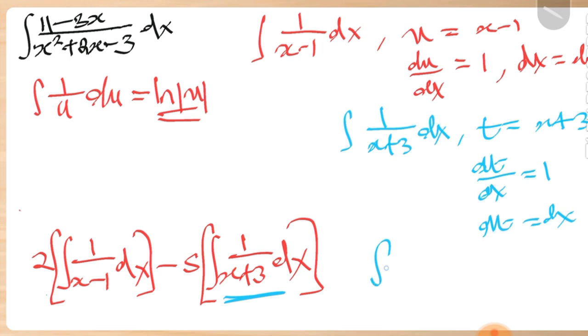Therefore we can say this is the integral of 1 over t. Everything is t, and of course dx is the same thing as dt, so we now have dt. This integral is equal to the natural log of the absolute value of t.